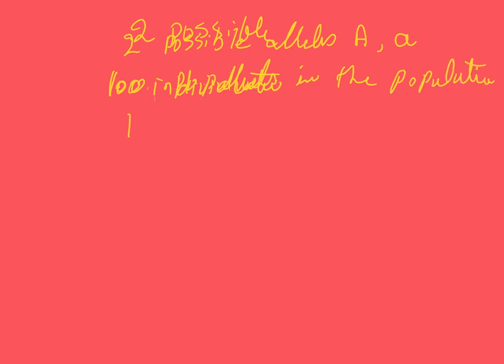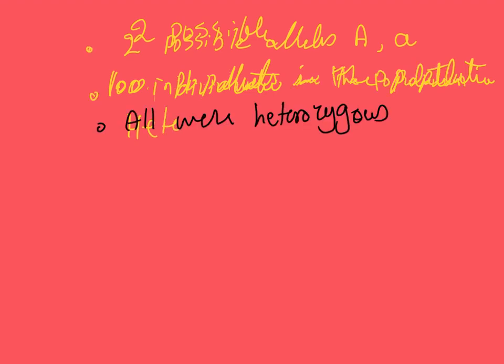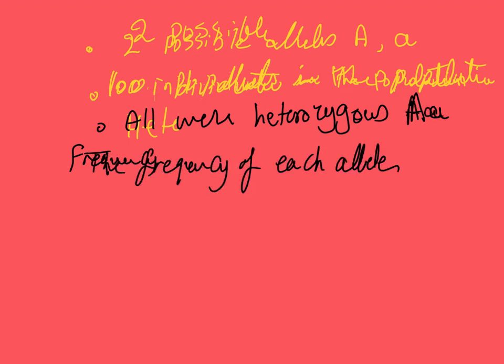Let's take an example. If we have two possible alleles, capital A and small a, and we have 100 individuals in the population, and suppose all of them are heterozygous, having the genotype capital A and small a, then we can say that the frequency of each of those alleles will be 100 over 200, or 0.5.